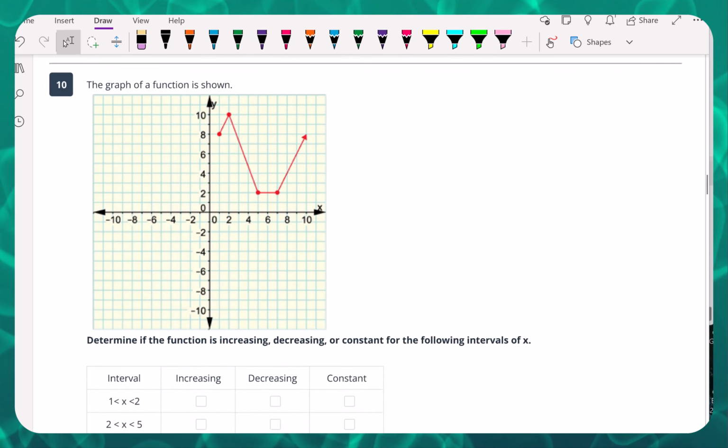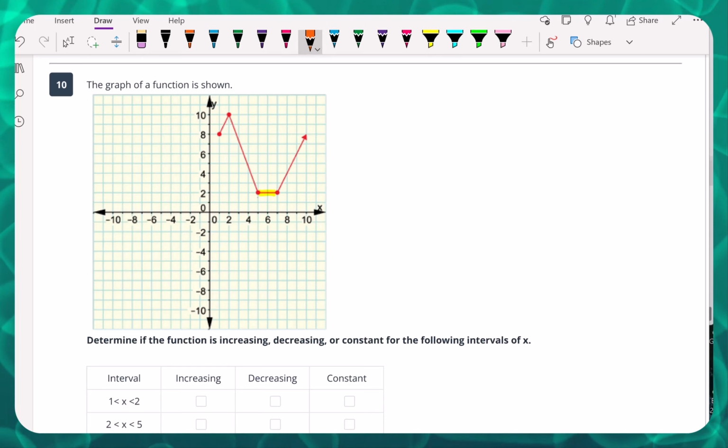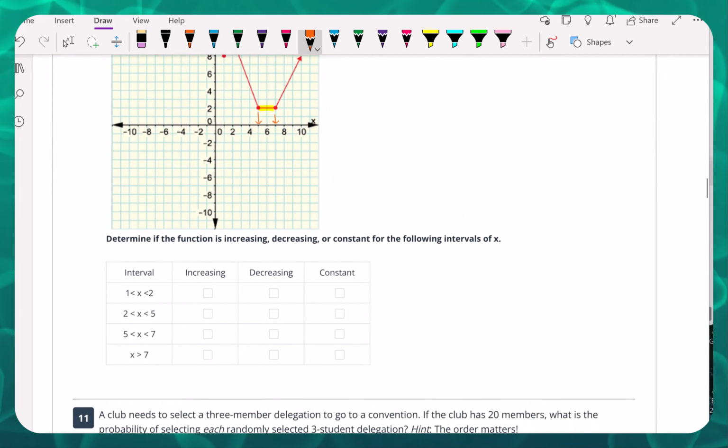All right, question number 10. We've got a crazy piecewise function going on here. It's basically asking you to figure out where it is increasing, decreasing, or constant. Constant is going to be a horizontal line. It looks like it's a horizontal at 2. But the interval, though, the interval is going between 5 and 7. Where is that interval, right here? 5 and 7. So I'm going to check constant here.